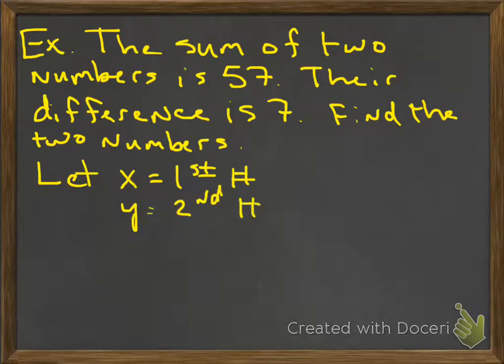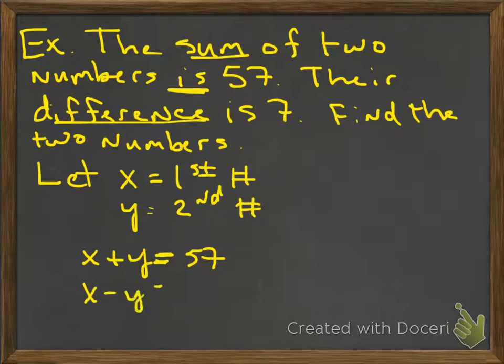Now, what does sum mean? Sum means I add. So I need to say x plus y is 57. What does difference mean? Difference means x minus y is 7. Now again, realize that "is" stands for equals. Every time you see the word "is," you've got an equal sign, and you should think about that.